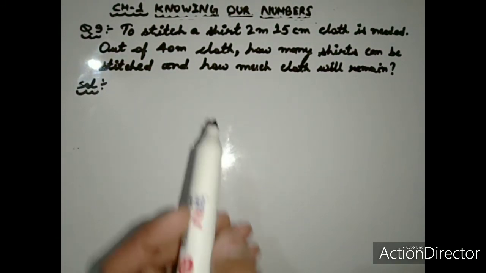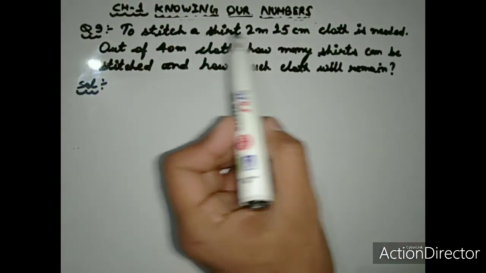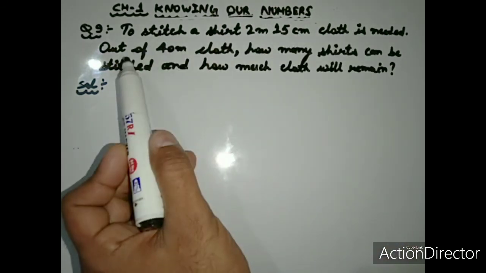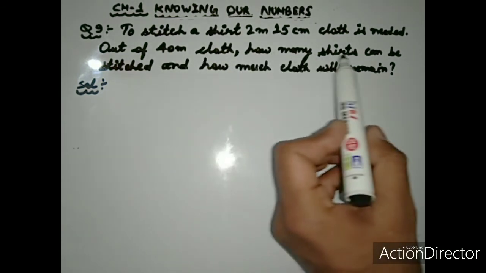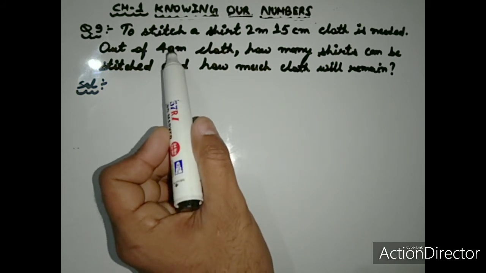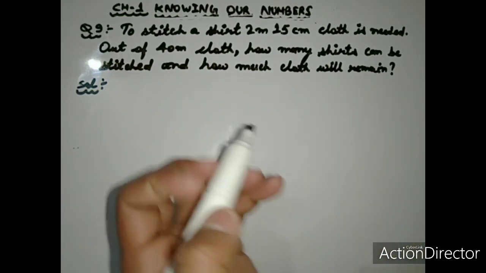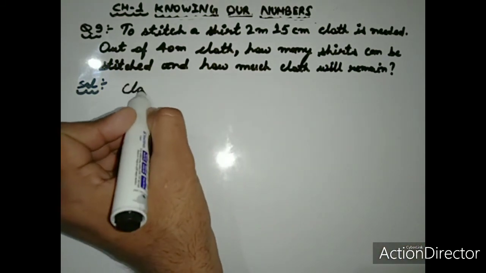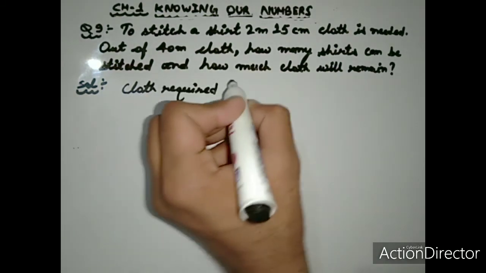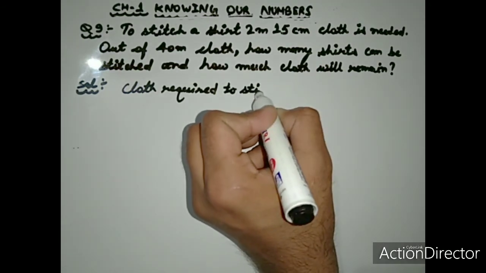Now the question is, to stitch a shirt 2 meter 15 centimeter cloth is needed. Meaning one shirt requires 2 meter 15 centimeter cloth. So out of 40 meter cloth, how many shirts can be stitched? Meaning how many shirts can be stitched from 40 meter of cloth and how much cloth will remain. So here we write cloth required to stitch.